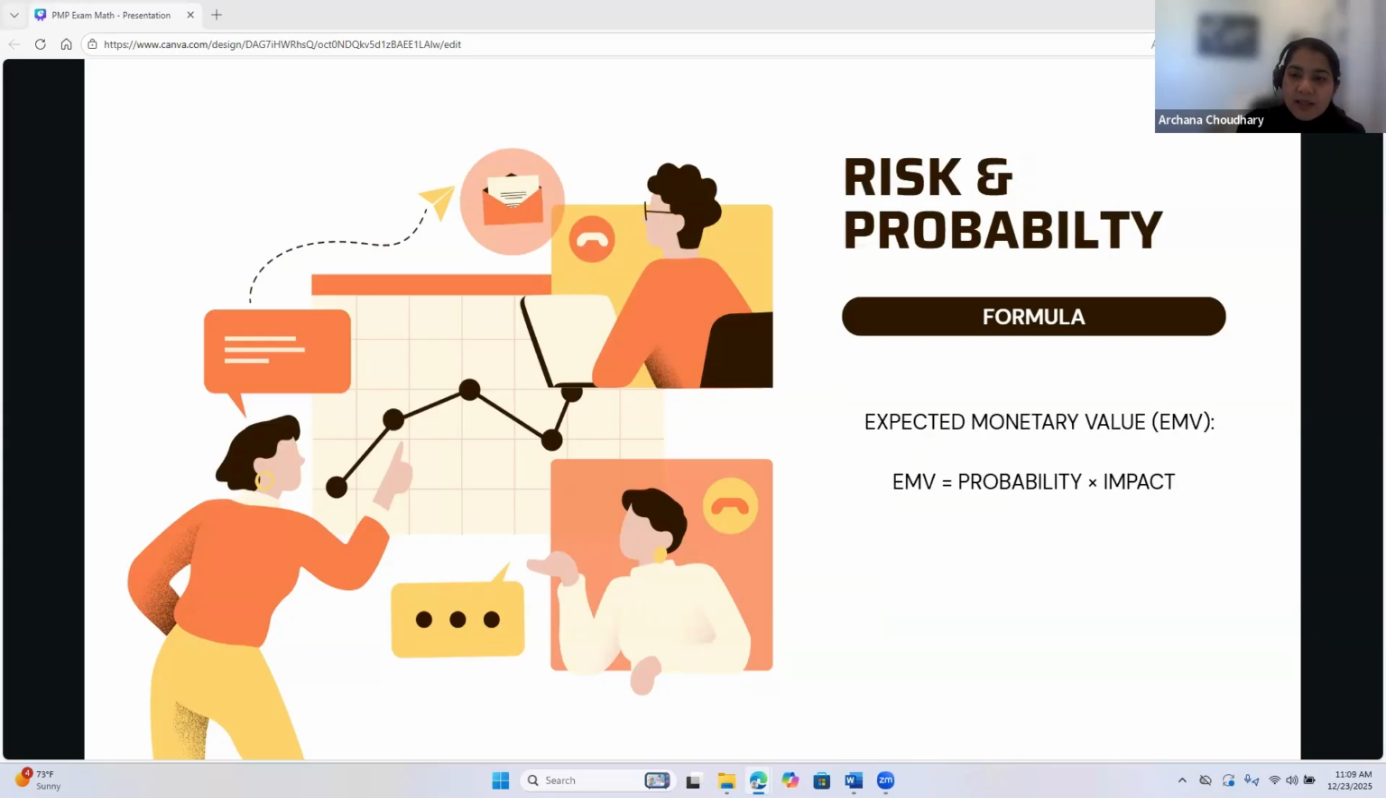Moving on, the next slide is where we talk about risk and probability. A few minutes back, Palak was talking about expected monetary value. That is EMV. What is this EMV? EMV is probability times impact. Expected monetary value is a quantitative risk analysis technique, which is used to evaluate the potential impact of a risk. It combines the probability of a risk event occurring with the financial impact it can cause, right?